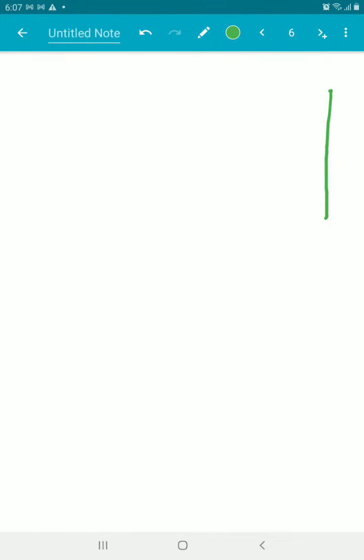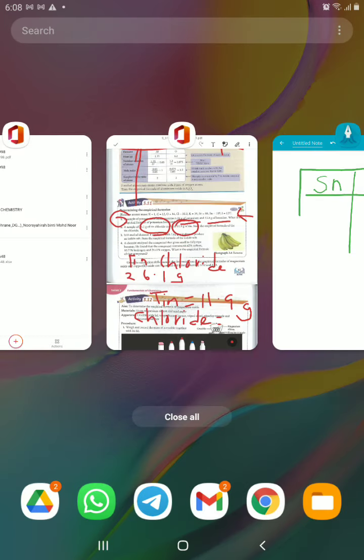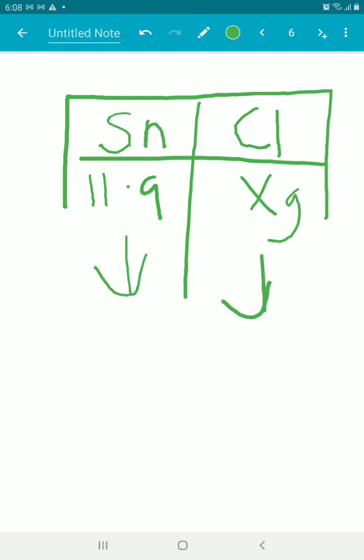Okay, sekarang ni kita ada dua column. We have Sn here and Cl. Mass of Sn or tin is 11.9. And here chloride, you have the minus from just now, and then let's say you have X gram here. Then you follow the step from the previous question, and then you will have to answer Sn, let's say Sn2Cl3. Contoh macam tu lah.